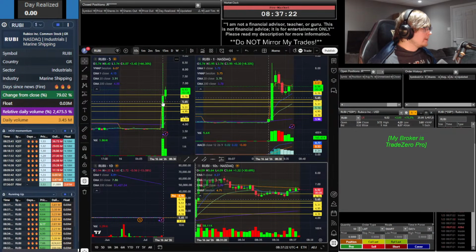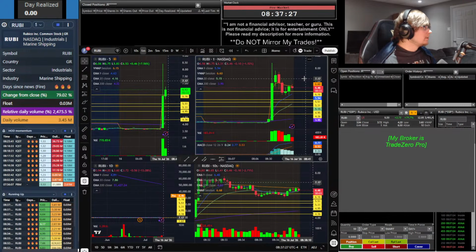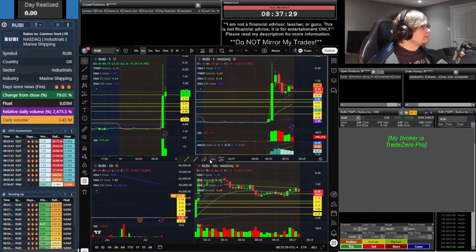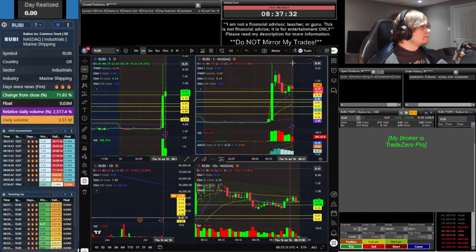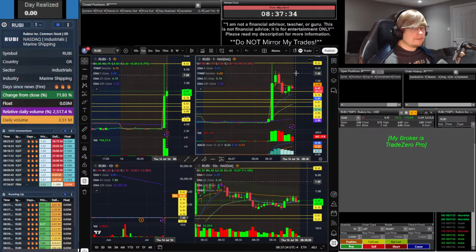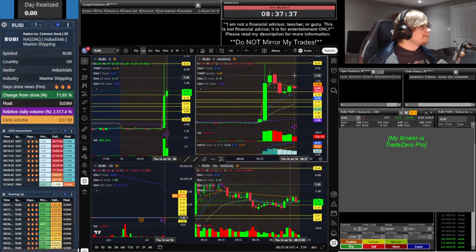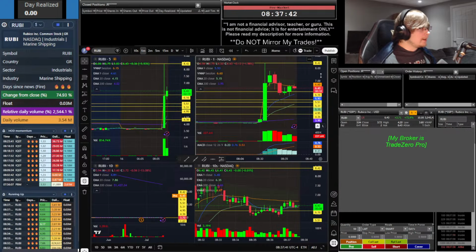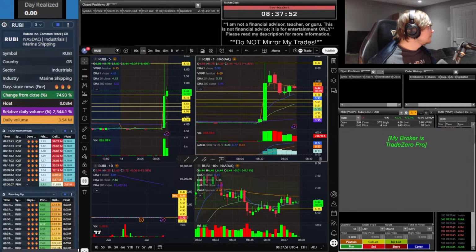Now we have a big topping tail in the 5-minute. Has higher probability of rejecting. It still could curl back up. I just don't know if this news is significant enough.